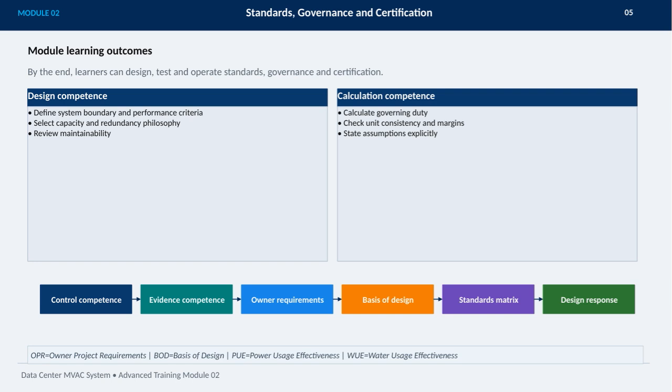Control competence will also be addressed, ensuring you can manage system operations accurately. Additionally, we'll explore evidence competence, focusing on owner requirements, the basis of design, and how standards apply. Important concepts like the standards matrix and design response will connect these ideas, preparing you to meet owner project requirements and optimize efficiency measures like PUE and WUE.